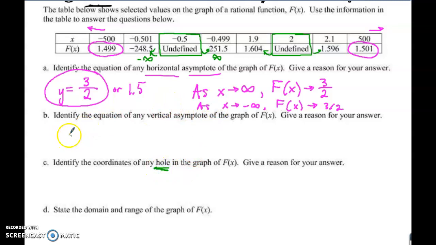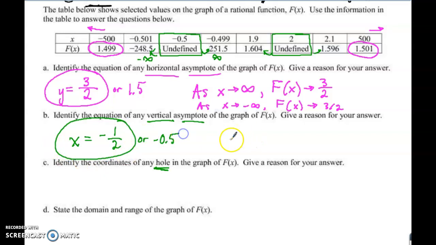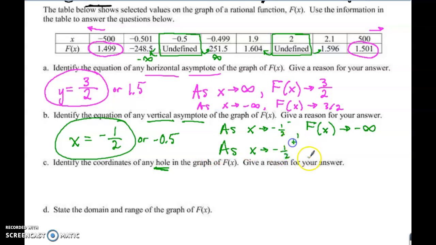So we're looking at a vertical asymptote at x equals negative 1/2. Again, I like fractions, but if you write out negative 0.5, you'll get full points. So what's your reasoning? I'm still looking for that behavior: as x approaches negative 1/2 from the left, the graph of f, because on the left side of negative 1/2 it's negative, is going to negative infinity. Whereas as x approaches negative 1/2 on the right side, f is going to positive infinity. It's going up, positive values.